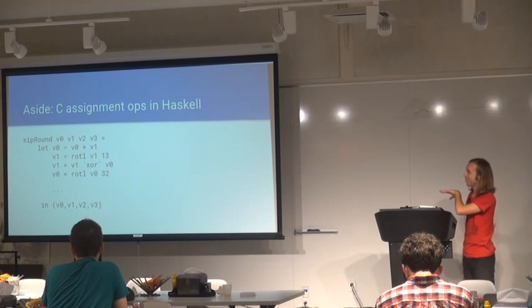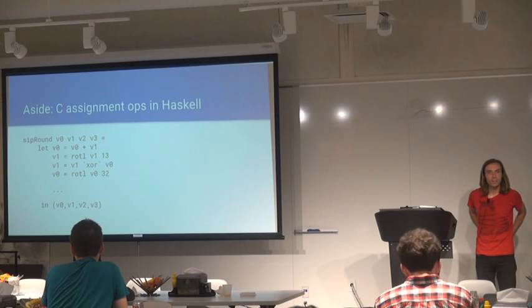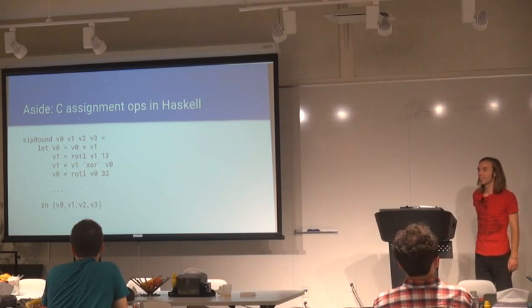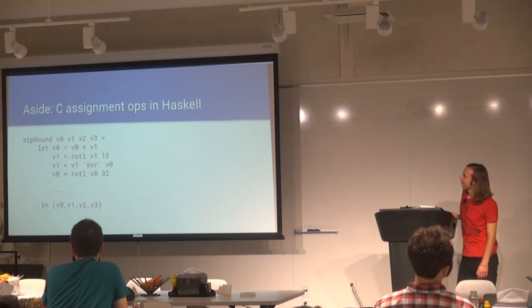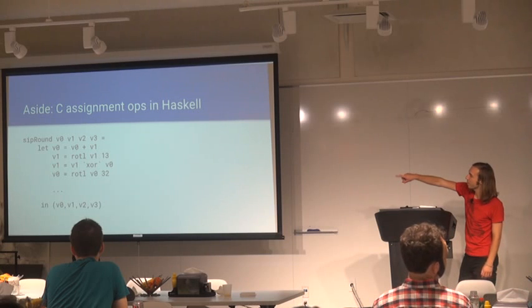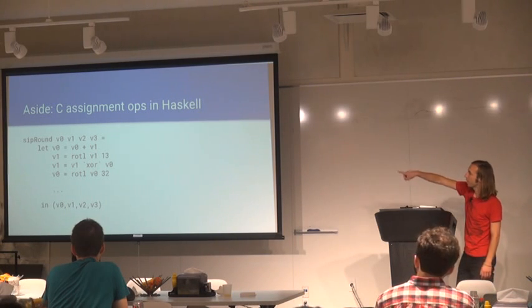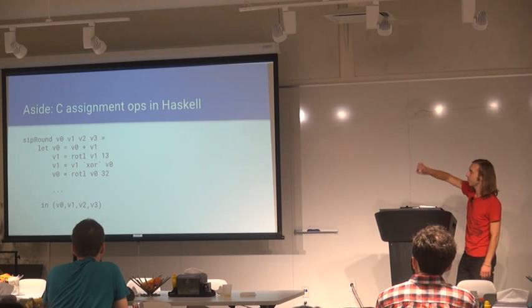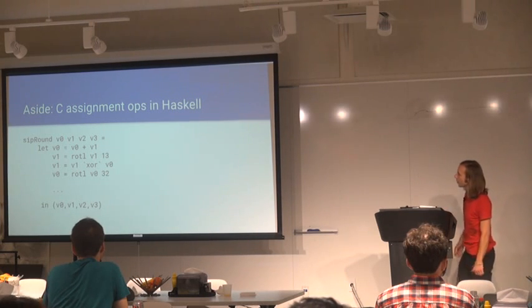Another puzzle: can anyone figure out what's wrong with this? Yeah, recursive binding. So basically the problem here is that in that first line, let v0 equals v0 plus v1, that v0 on the right-hand side actually refers to the v0 just to the left. So it's an infinite loop. It's just a bottom.